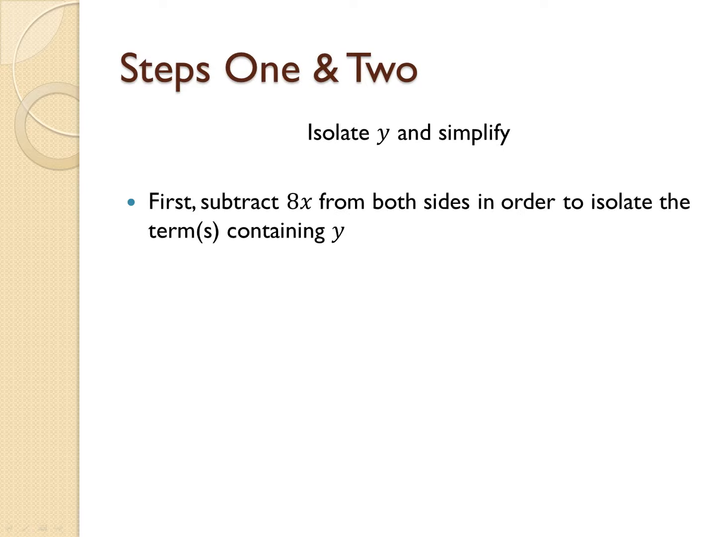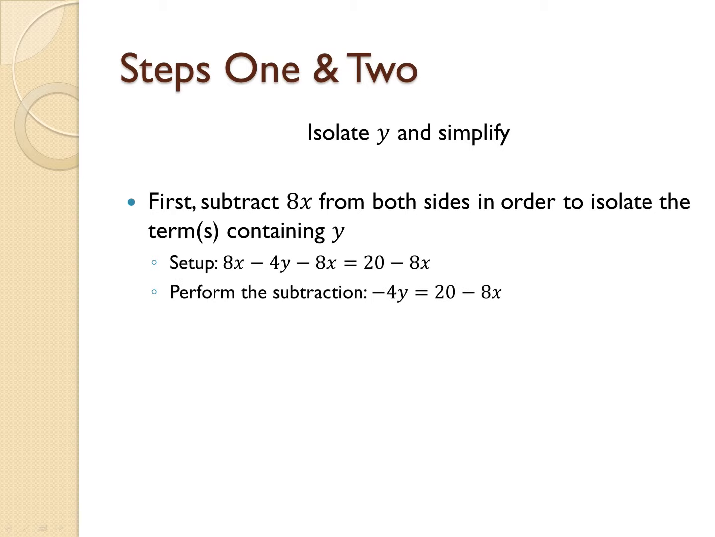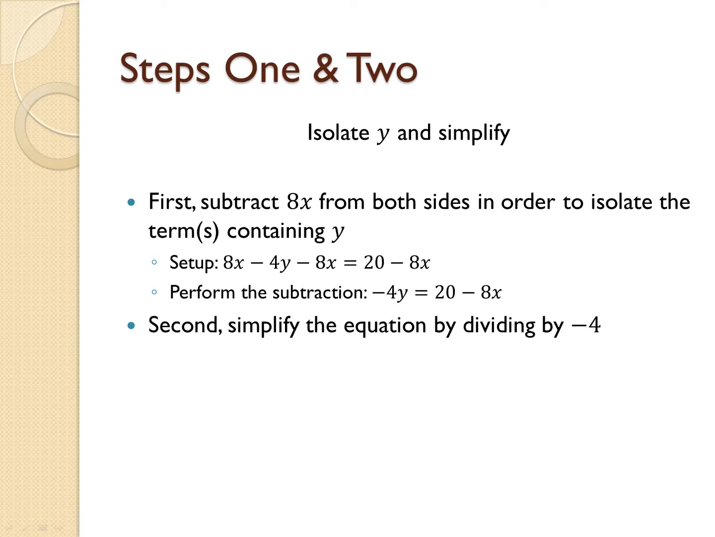For the first step, which is isolating our y term on its own, we need to subtract 8x from both sides of the equation. So, the first thing I like to do is set up all of my operations. This results in 8x minus 4y minus 8x equals 20 minus 8x. Next, we need to actually perform this subtraction, which will give us a result of negative 4y equals 20 minus 8x.